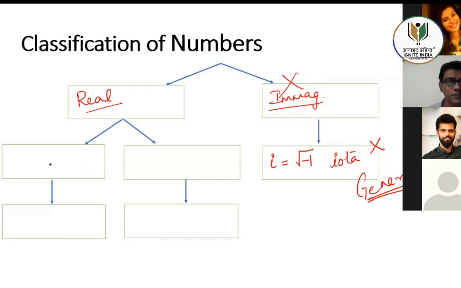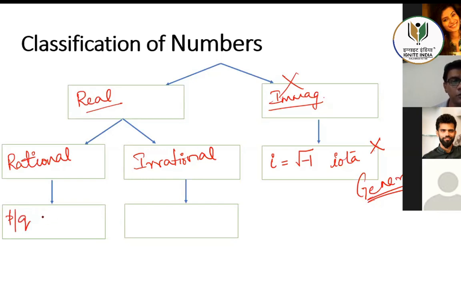Now coming to real numbers. Real numbers can further be classified as rational and irrational numbers. Post this is when the other set of classifications begin. Now, on a basic terminology, if I have to define a rational number, it is a number which can be written in the form of P by Q, where both P and Q should be integers, and Q should not be equal to 0.